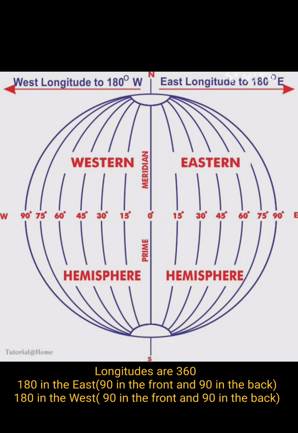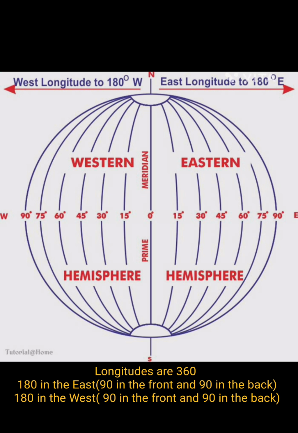Longitudes are semicircles drawn on the globe from North Pole to South Pole. So you say that longitudes run from north to south. These longitudes divide the earth into two parts called Eastern Hemisphere and Western Hemisphere.